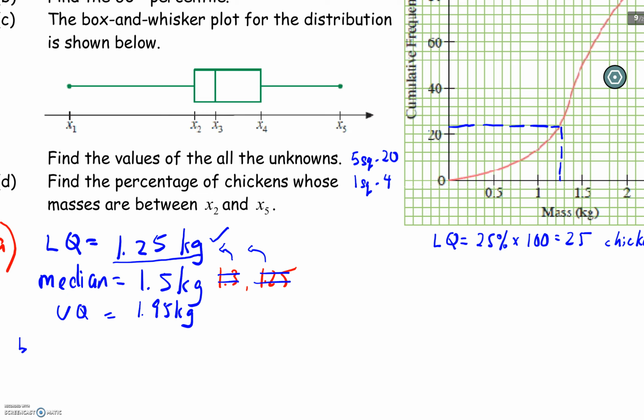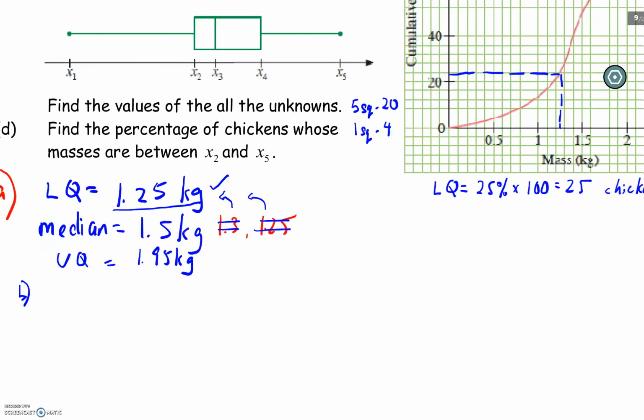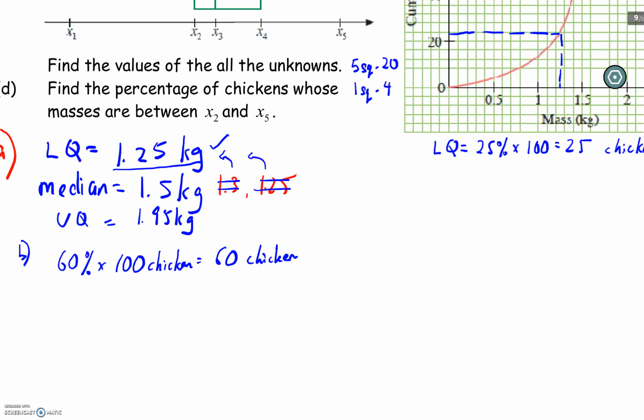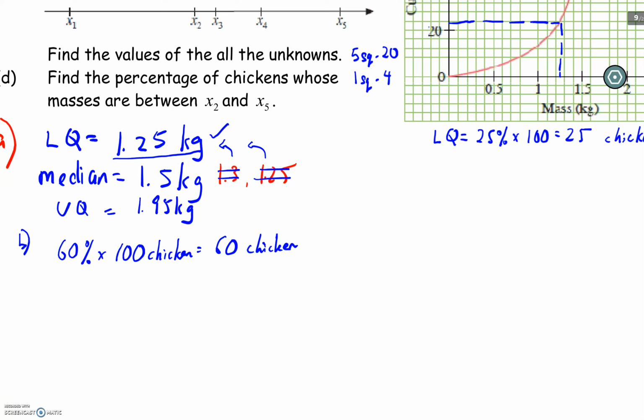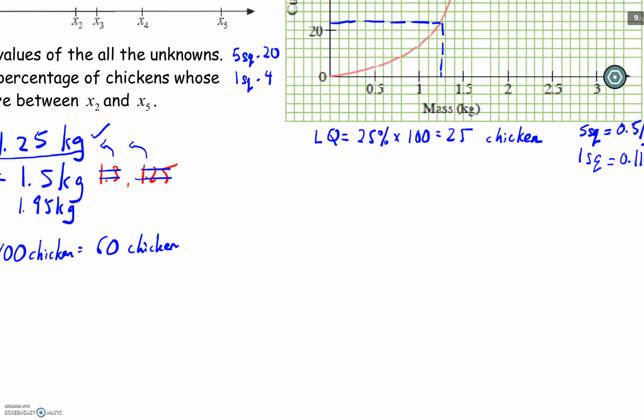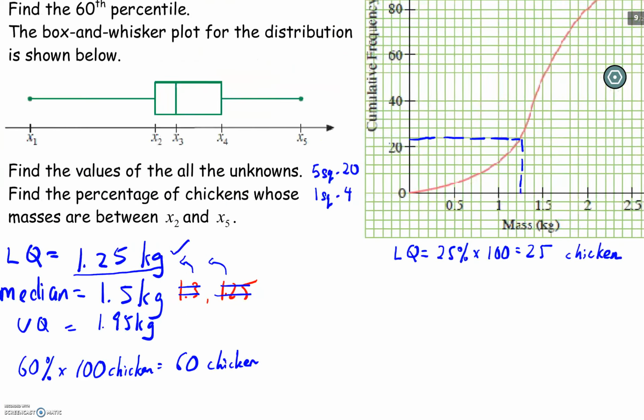Okay, now 60%. How do I find 60%? What must I first do? 60 times 100 chicken, right? This is chicken. So this is 60 chicken. So, intense what? 50. Now this is a trend.